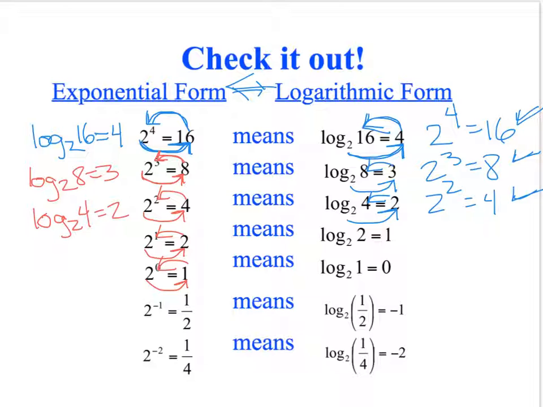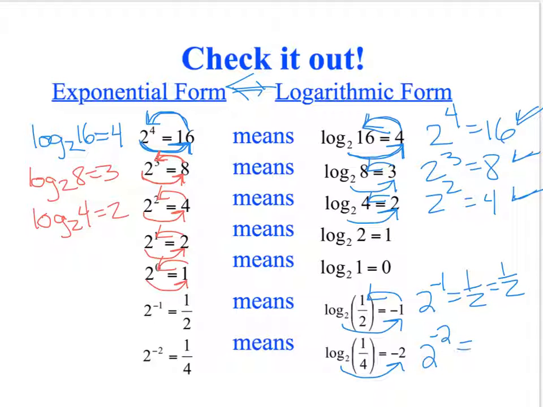Let's look at one of these different looking ones on the bottom. Same idea. Start with your base. 2 to the negative 1 equals 1/2. And that's true also because 2 to the negative 1 means 1 over 2, which is 1/2. So here, 2 to the negative 2 equals 1/4. So your bases are always going to be the same.